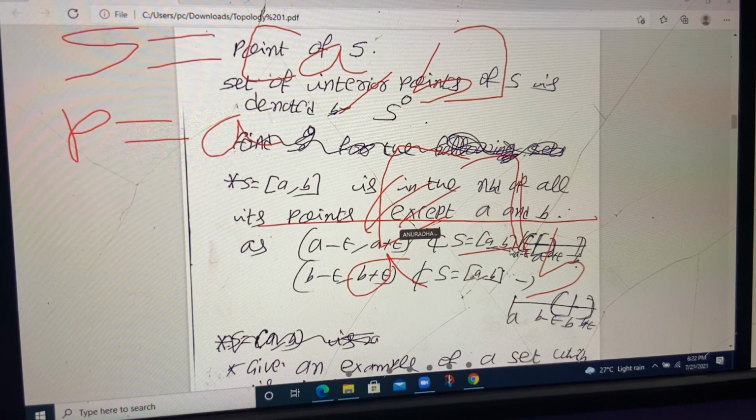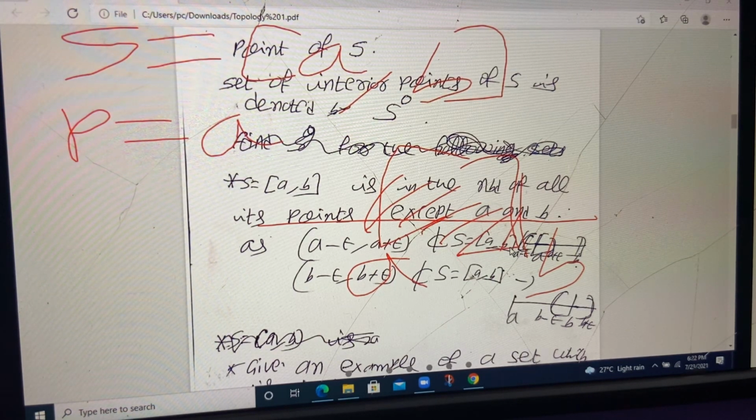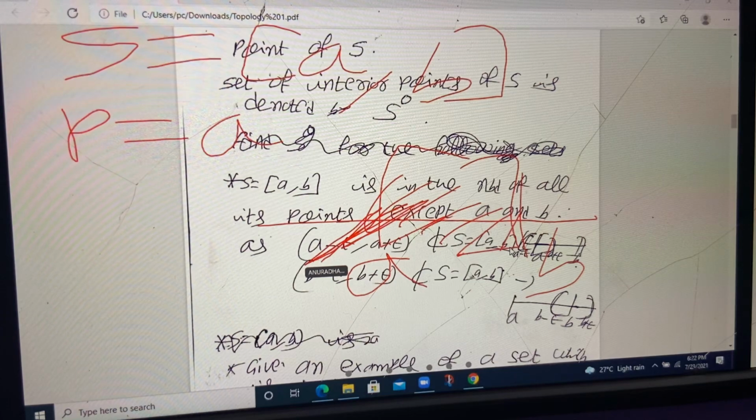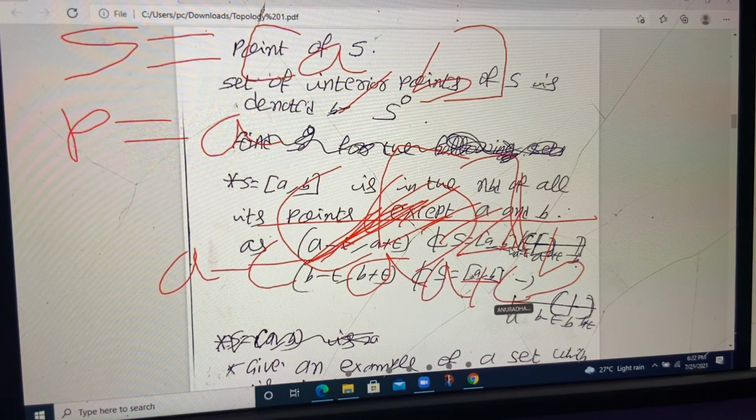Set S means it includes all the numbers in between A and B, including A, including B. Now we want to know whether A is an interior point or not. How do we check? Take an open interval around P, where P is equal to A: P minus epsilon, P plus epsilon, that is A minus epsilon and A plus epsilon.